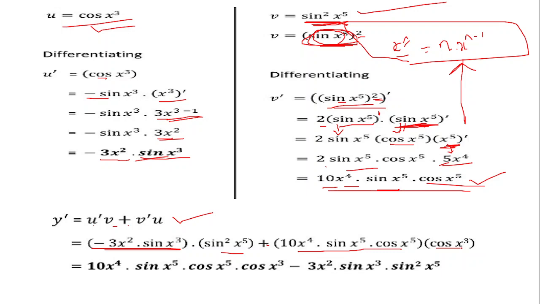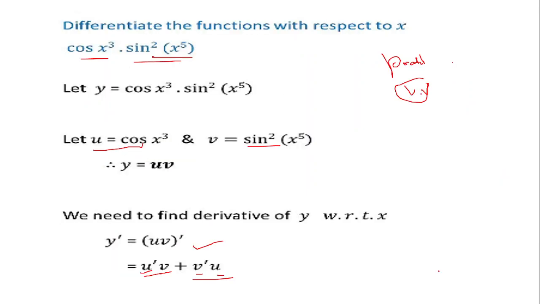Okay, now in both the terms, here you can see positive, I will take the positive term this side and the negative term this side. So 10x to the power of 4 sin of x to the power of 5 cos of x to the power of 5 into cos of x cube minus 3x square into sin x cube into sin square of x to the power of 5. So this is the answer for this differentiation.